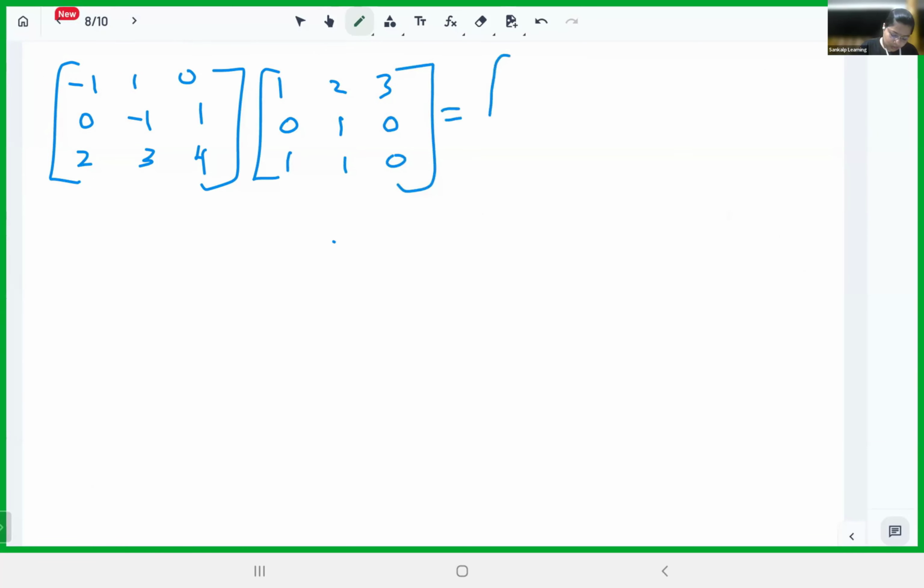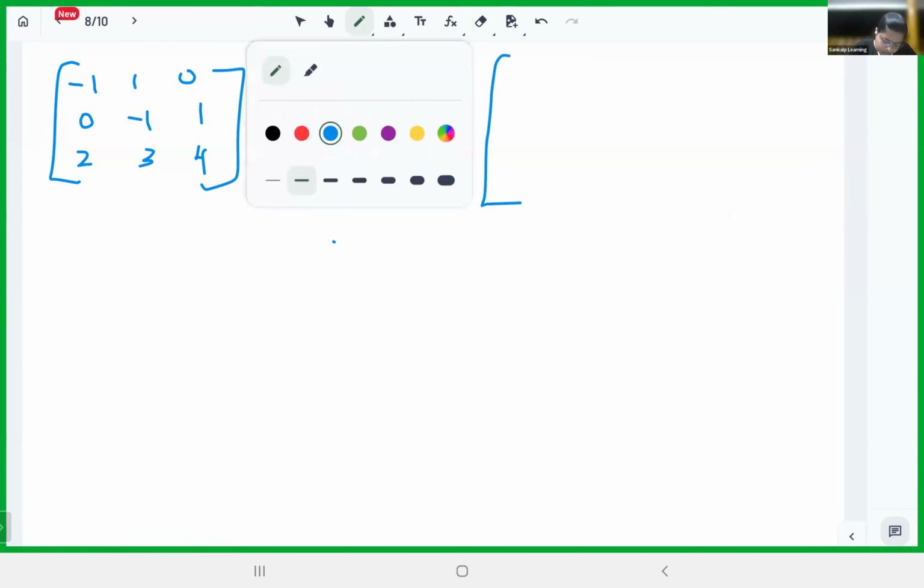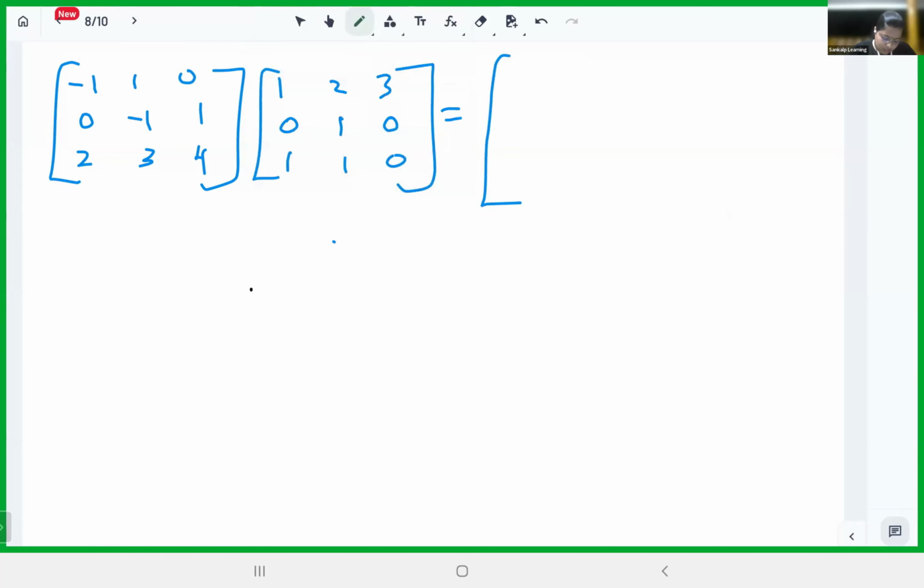Okay. Now I'm going to multiply the first row with the first column. You'll get the first element. Okay. So this is our first row and this is our first column. Okay. So minus 1 into 1 is minus 1 plus 1 into 0 is 0. Then 0 into 1 is 0. Then minus 1 into 2 is minus 2 plus 1 into 1 is 1 and 0 into 1 is 0. Minus 1 into 3 is minus 3 plus 0 plus 0.